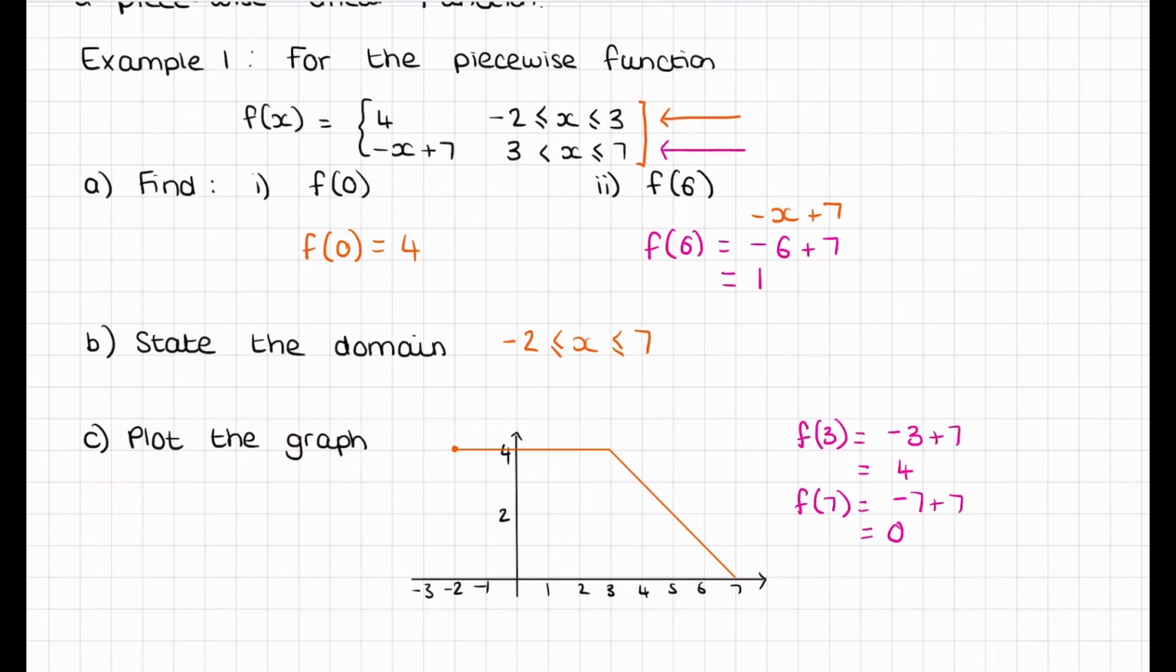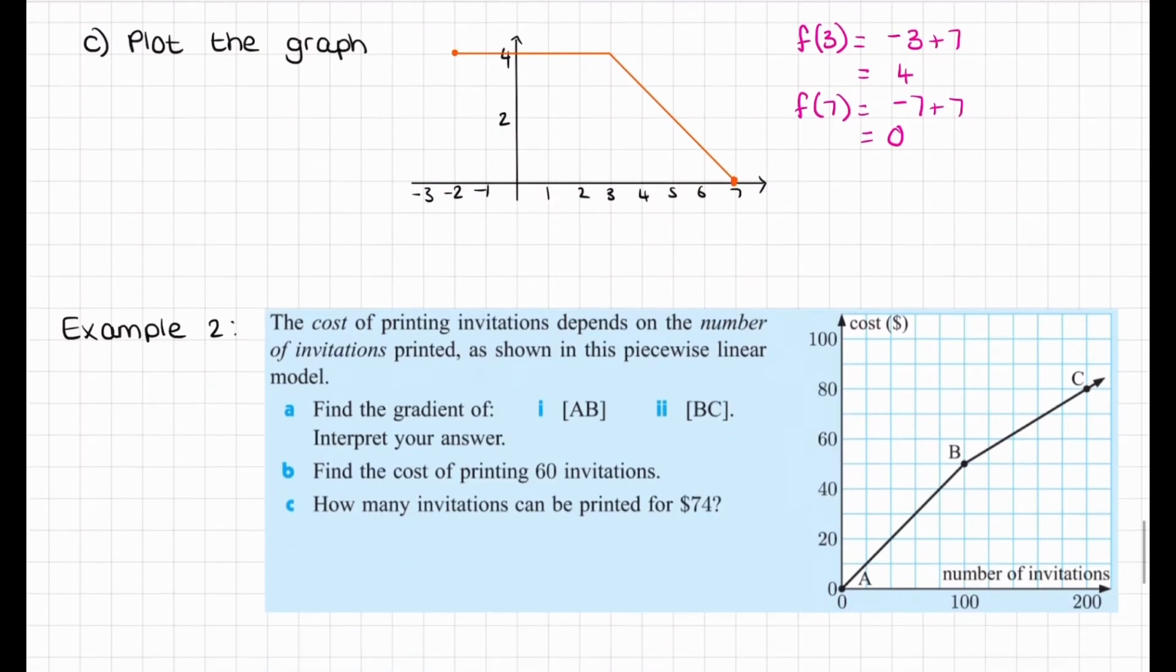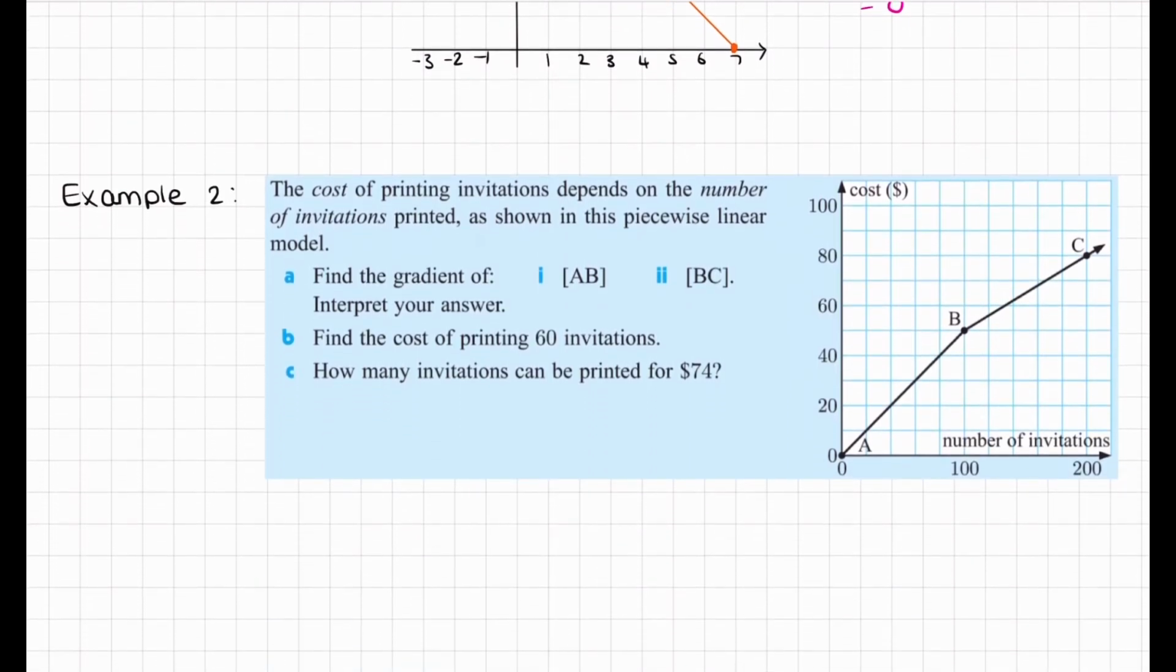Then as 7 is included, at 7 it's a closed-in dot. That's the piecewise graph. Another quick example: the cost of printing invitations depends on the number of invitations printed, as shown in this piecewise model. Find the gradient of AB and BC.